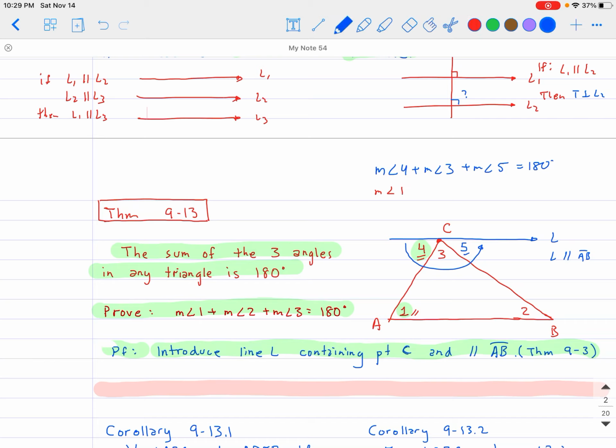In addition to that, we can go ahead and look at angle 5 and also angle 2 over here. They are also alternate interior angles, and they should be congruent because L is parallel to AB. So that is to say, over here, I am going to now say that the measurement of angle 5 gets replaced with the measurement of angle 2. Measurement of angle 3, we'll just keep as is because it's part of the triangle. And right there is your proof. Now we know that the sum of all the interior angles in any triangle will be 180 degrees.